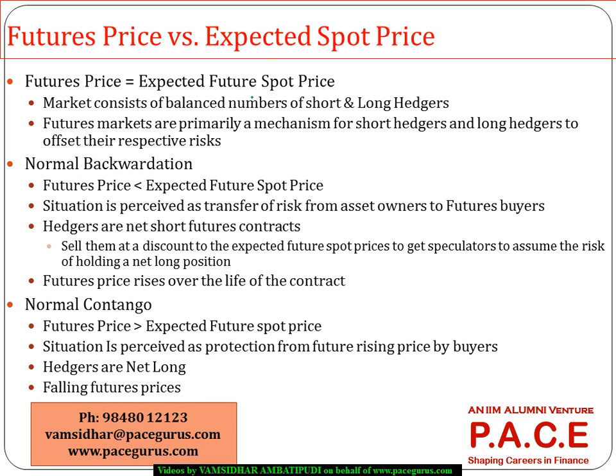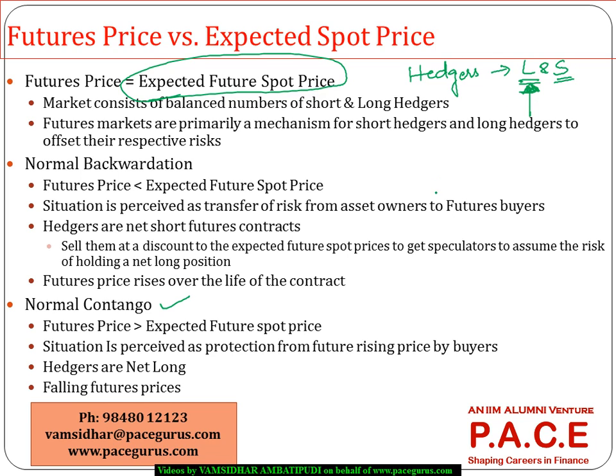Whenever you see that from a hedger's standpoint, the long and the short, both of them are more or less equal in numbers, in that case I can very well say that the futures price is more or less equal to the expected spot price. But if more number of long positions are there compared to the short, we call that a normal contango scenario.